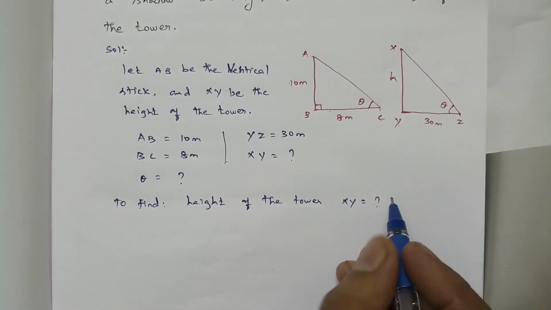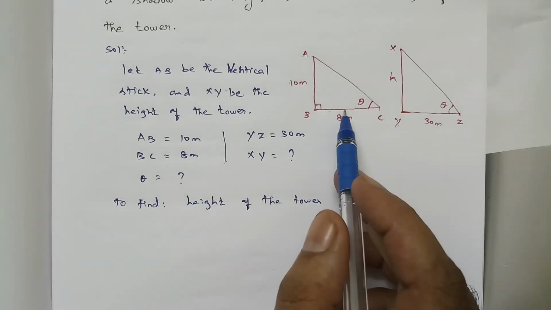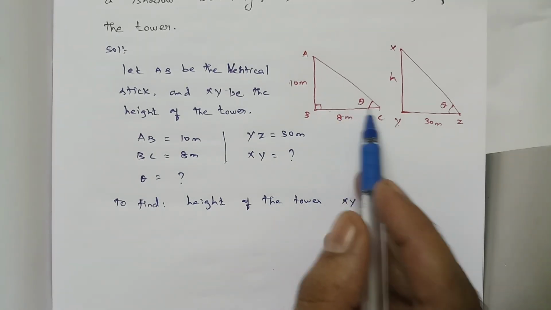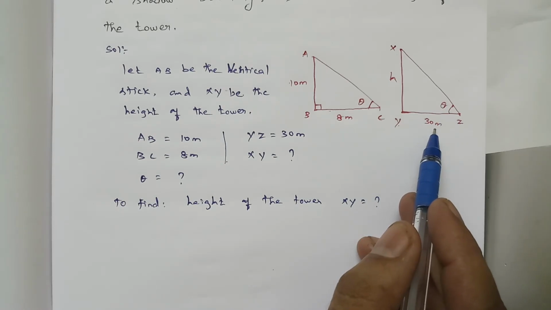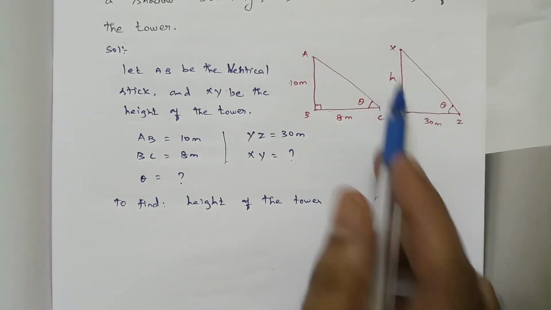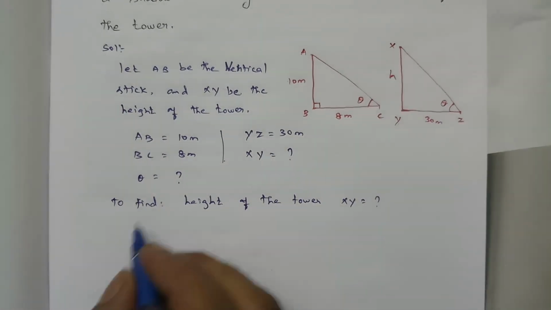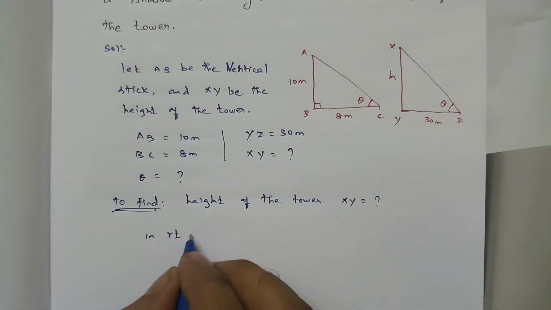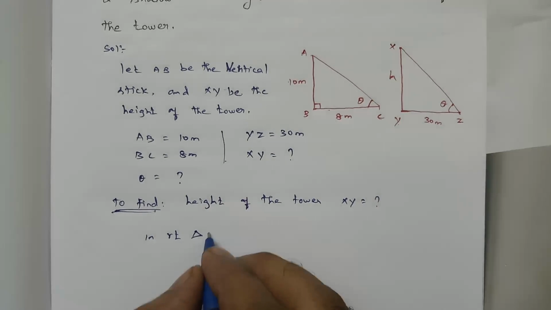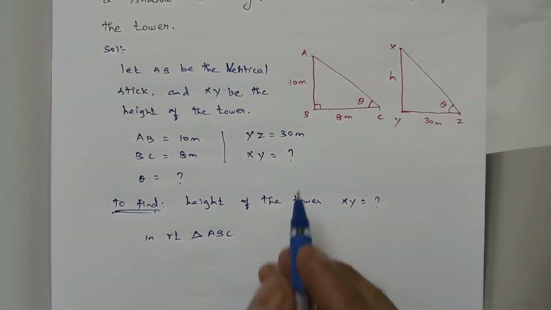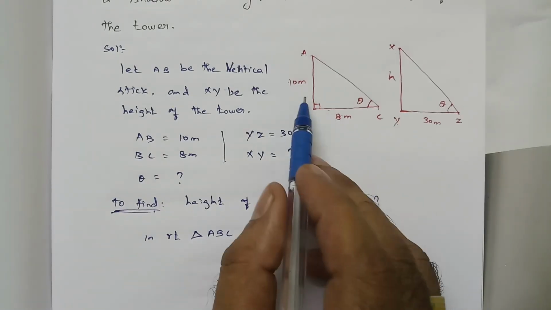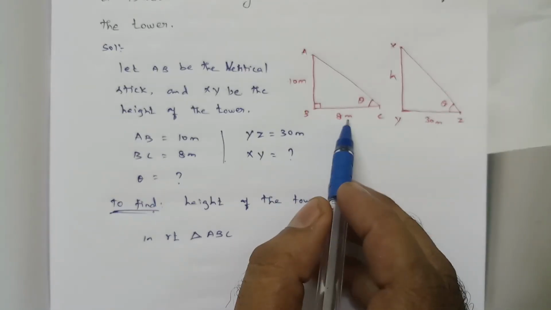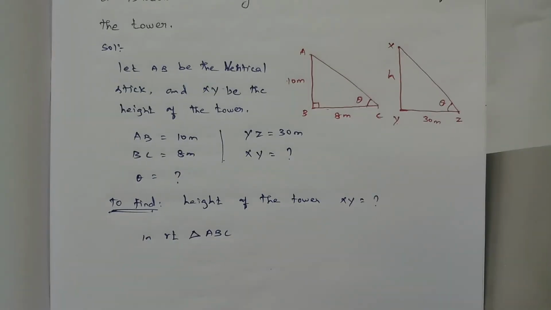How are we going to find? I already told you that with the help of the first triangle, I am just going to find the theta. If we know the theta and one side of a triangle, by using trigonometry ratio, we will find the height of the tower. So first I am taking the first triangle. What is the first triangle? That is nothing but the right triangle ABC, right? We know the adjacent side and we know the opposite side, right?